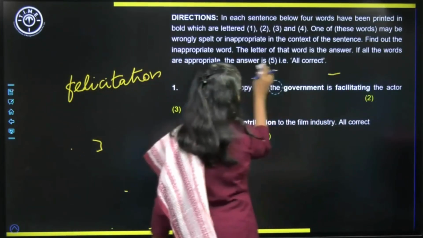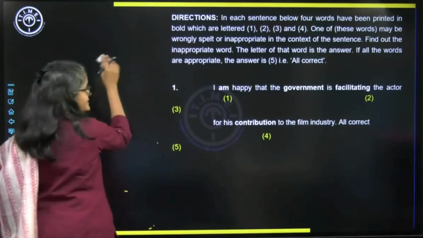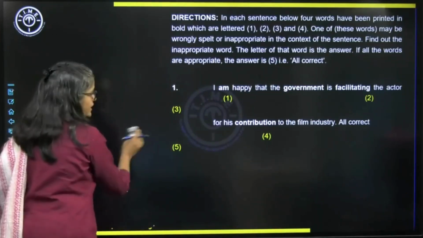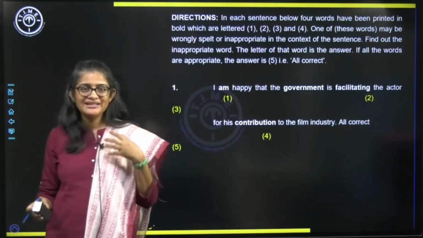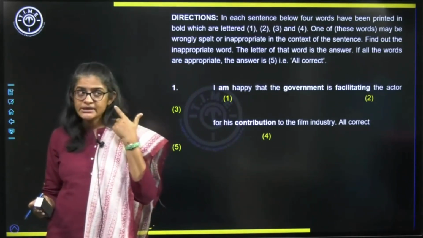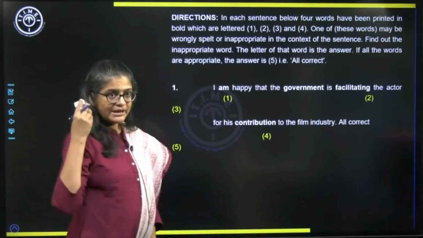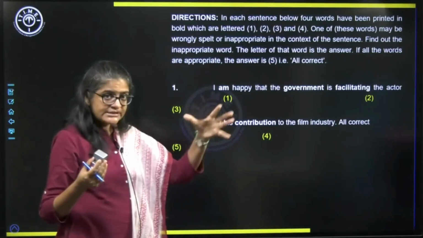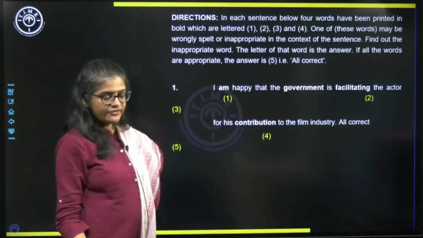When you see these words, you might get confused because facilitating is also an actual word, but you need to say it aloud in your mind, not aloud in the exam, but in your mind, so that you know whether it makes sense in the context. Please make sure you read the whole sentence together. Otherwise, the word facilitating is fine and you wouldn't find the error.